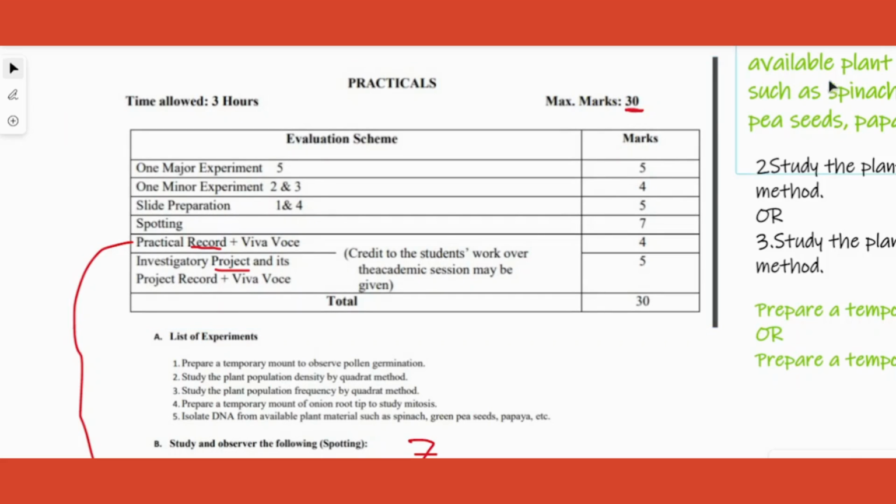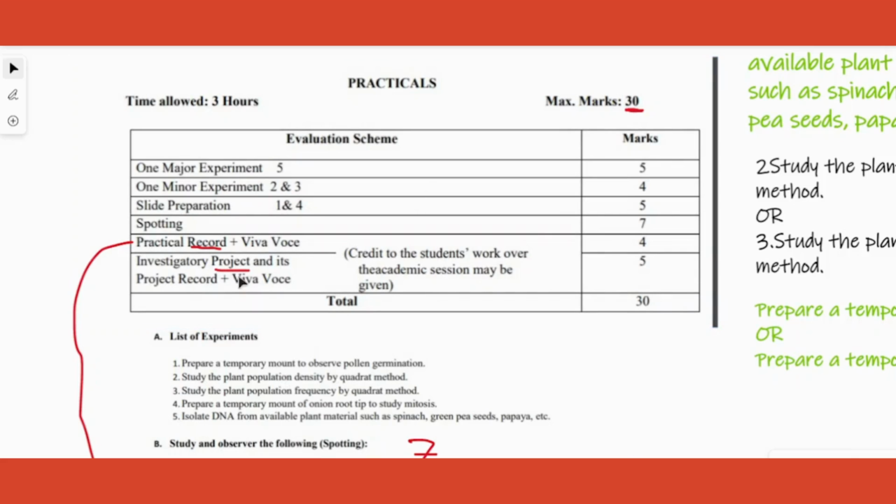Like, for example, DNA extraction. They can ask any other question also from that chapter which is related to DNA extraction. What kind of enzyme is used in order to remove proteins, in order to remove RNA, things like that. It is a little bit of common sense that you should use there to prepare for your Viva.